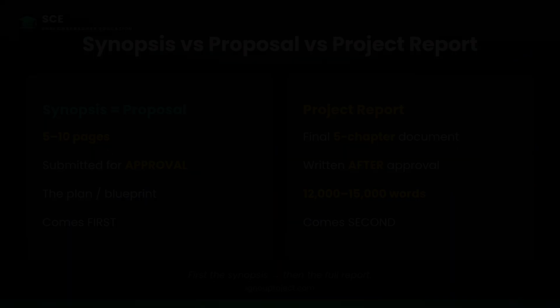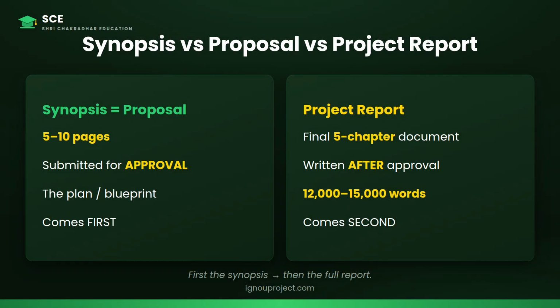your full project report. Now, many students get confused between 3 words: synopsis, proposal, and project report. So let's clear that up. The synopsis and the proposal are the same thing. IGNOU often calls it the project proposal, but students commonly call it the synopsis. Both refer to that 5 to 10 page plan you submit for approval. The project report, on the other hand, is the big final document, usually around 12,000 to 15,000 words across 5 chapters, that you write after your synopsis is approved. So remember this order: first the synopsis or proposal for approval, and then, after approval, the full project report. In this video, our entire focus is the synopsis, the first and most important step.